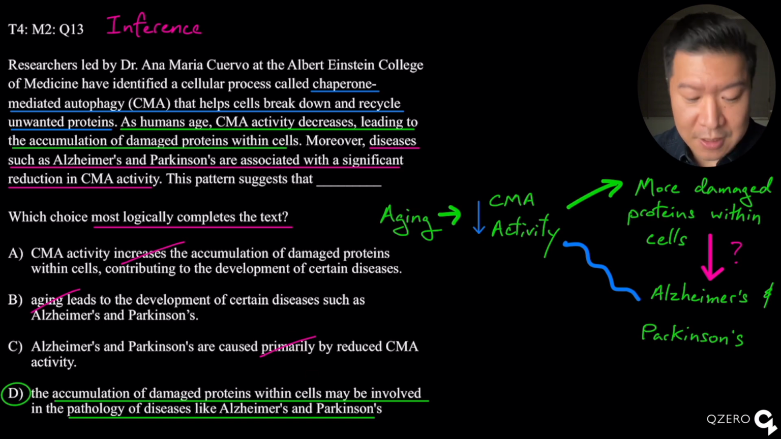Now, when we look at Delta, the accumulation of damaged proteins within cells may be involved. Do you see how this answer choice is not very absolute? It just says that there might be a relationship. It may be involved in the pathology of diseases like Alzheimer's and Parkinson's, which is kind of what we were anticipating over here, which is why Delta is the best answer.